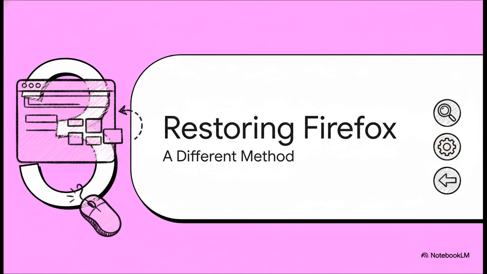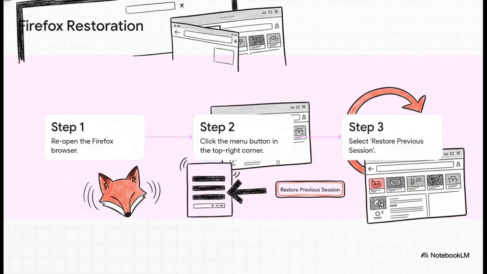Okay, but what about Firefox? If you're a Firefox user, the process is a little different. You don't get that keyboard shortcut, but the fix is just as quick and easy. So once you've reopened Firefox, you're going to look for that menu button up in the top right corner. You know the one. It looks like three little horizontal lines. Give that a click, and you'll see an option right there in the menu that says Restore Previous Session. One click on that, and boom, you are right back in business.